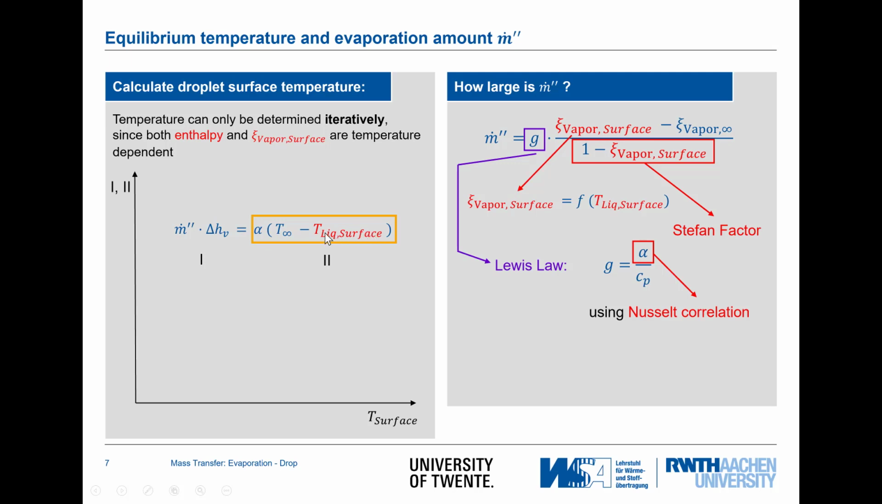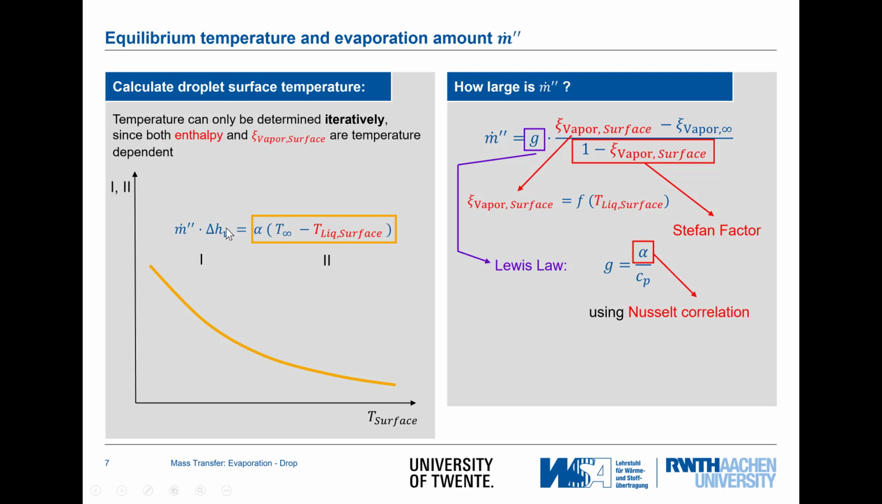In the beginning this is a low value, so I have a large difference. I would expect a larger value here. When liquid surface temperature in this diagram, for example, increases, this difference decreases. So I would expect to have a course of this graph somehow like this.